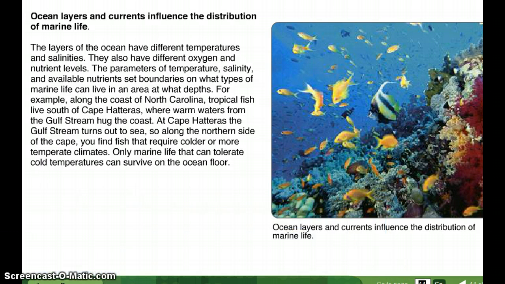As we've learned, ocean layers and currents influence the distribution of marine life. The layers of the ocean have different temperatures and salinities. They also have different oxygen and nutrient levels. The parameters of temperature, salinity, and available nutrients set boundaries on what types of marine life can live in an area at what depth. For example, along the coast of North Carolina, tropical fish live south of Cape Hatteras, where warm waters from the Gulf Stream hug the coast. At Cape Hatteras, the Gulf Stream turns out to sea, so along the northern side of the Cape, you find fish that require colder or more temperate climates. Only marine life that can tolerate cold temperatures can survive on the ocean floor.